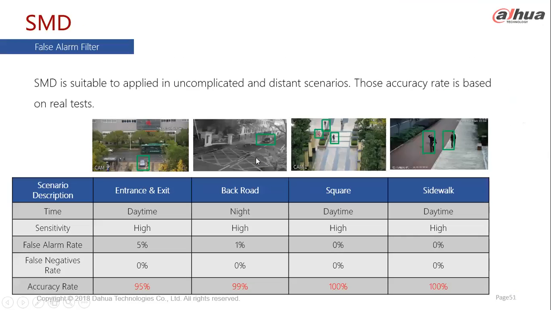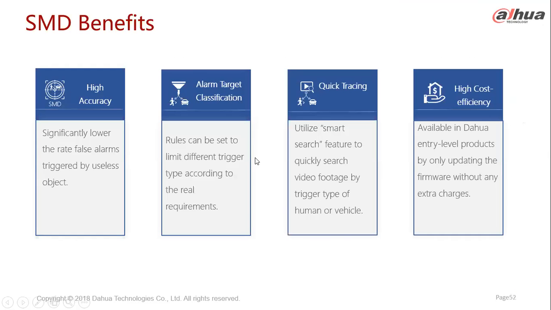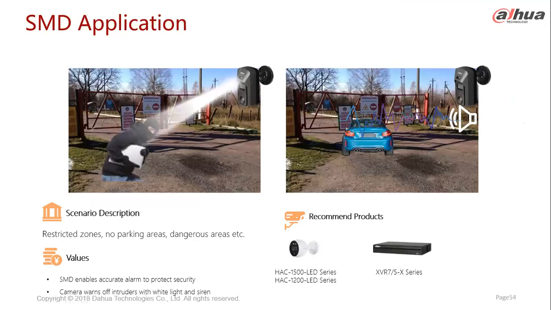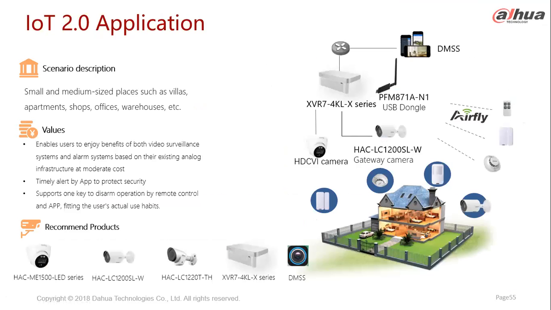Okay, so I don't think there's much information on the HDCVI side. So maybe we talk about Internet of Things application. Typical scenarios are such as villas, apartments, shops, offices, warehouses, etc.